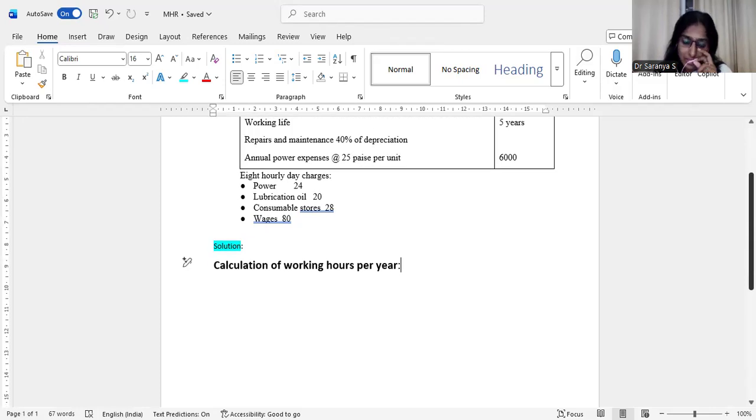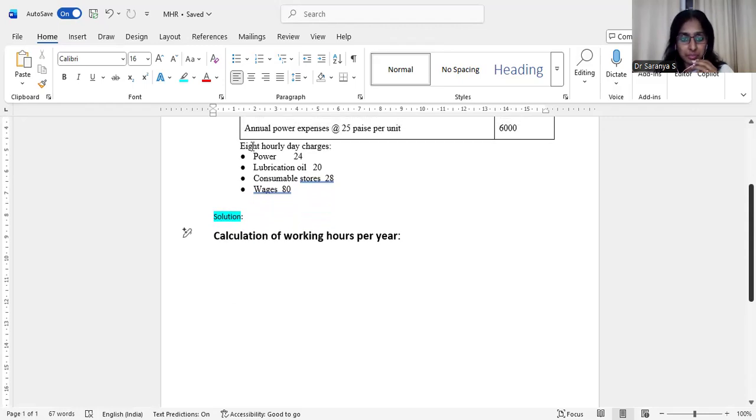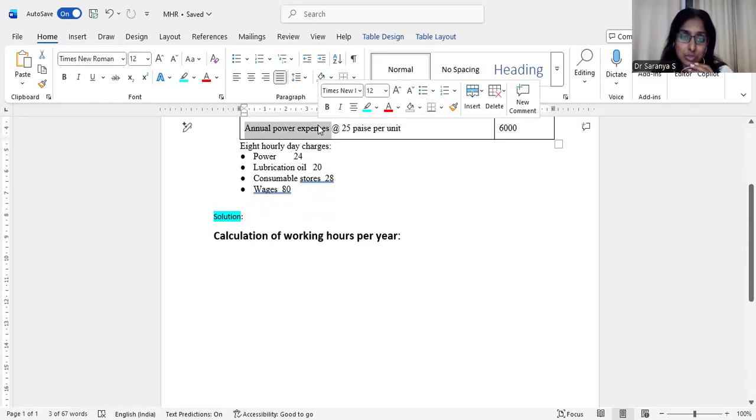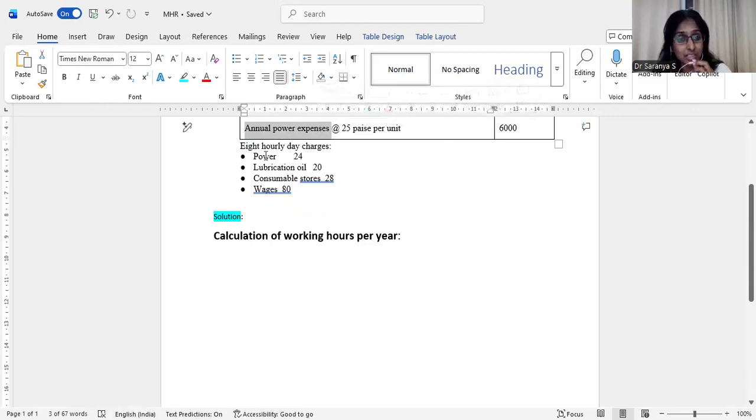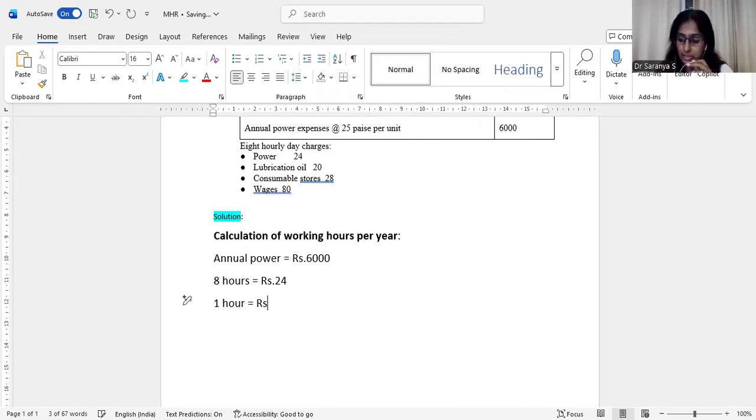Okay, so in this, we'll start with calculation of working hours per year. I'm highlighting in the question: annual power expenses at 25 pies is given as 6,000 rupees. 8 hourly day charges, in that power is given as 24 rupees. So annual power expenses equal to rupees 6,000, and for 8 hours, it is given as rupees 24. So 8 hours, if it is 24, then for 1 hour, how much is it? Yeah, it is rupees 3.